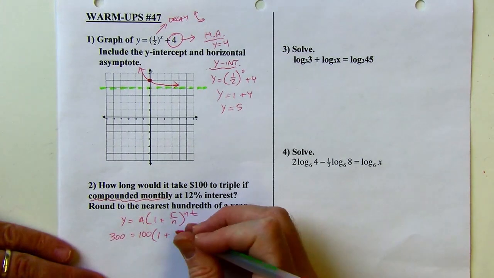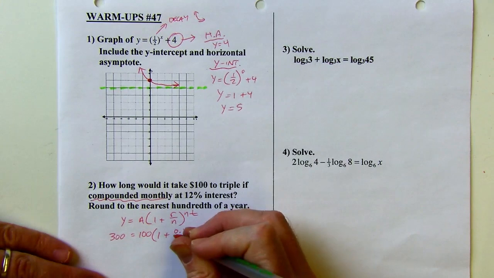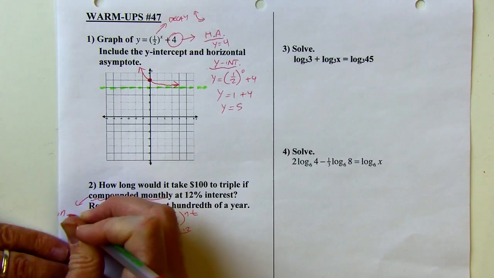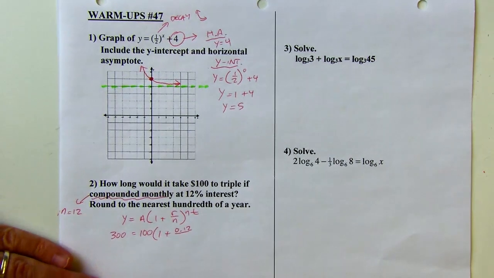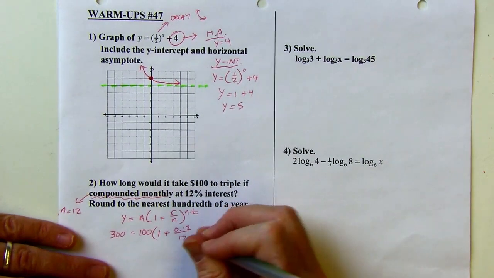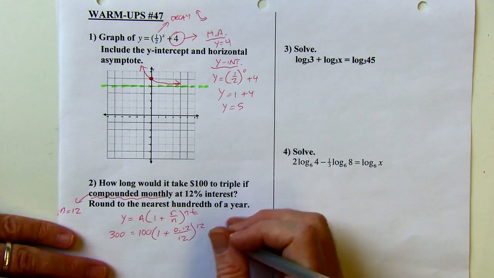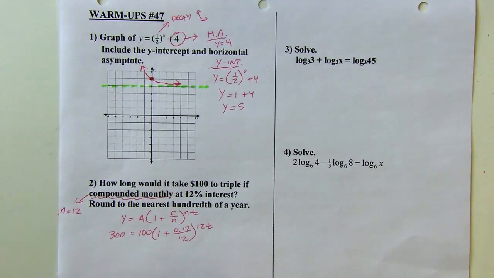The rate is 12%, so written as a decimal, 0.12. Number of compounds per year, well, monthly means we compound 12 times per year because there are 12 months in the year. So 12 goes up here, and then what we don't know yet is the time. So I'm just going to leave that as t. Then I'm going to start to try to solve this for t.